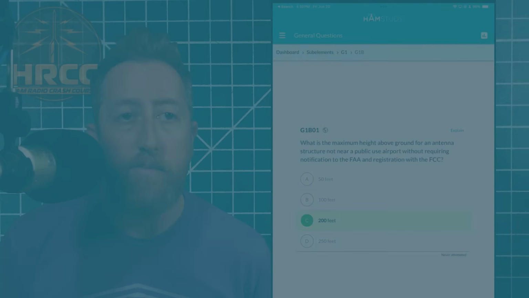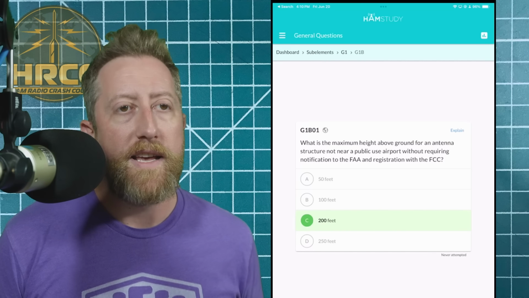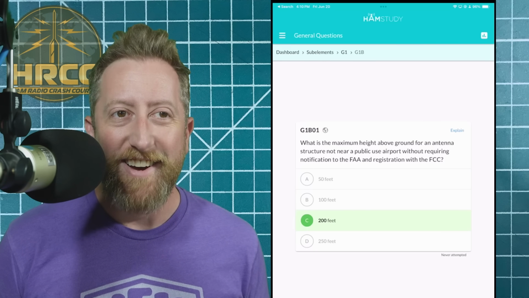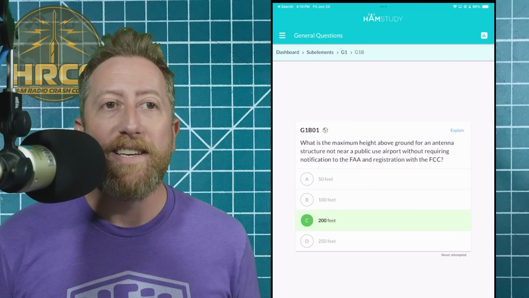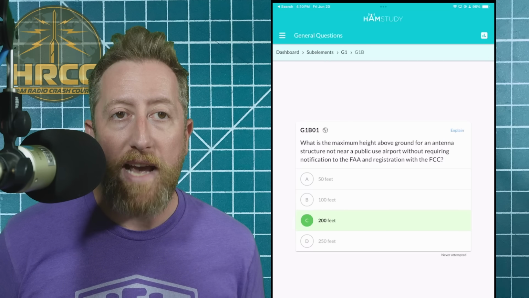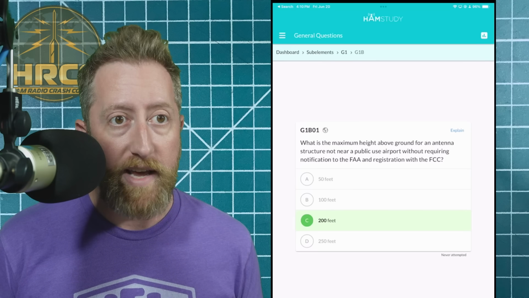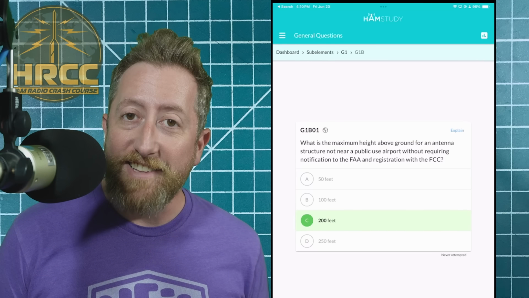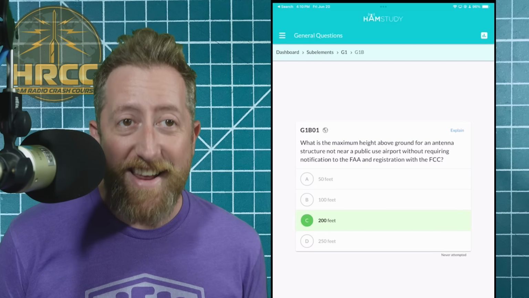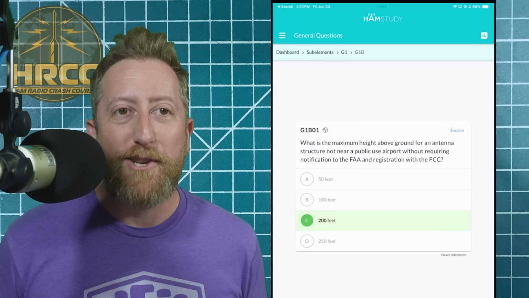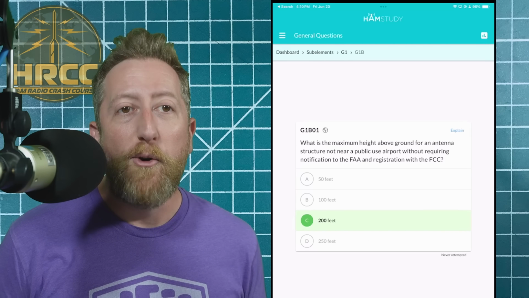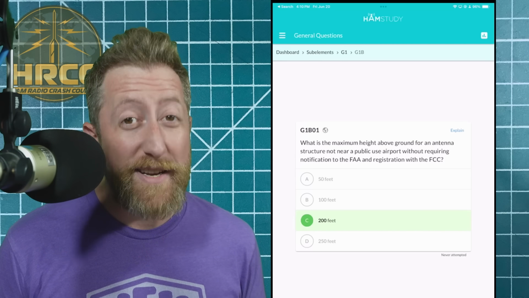All right. So we just finished our first sub-element of a sub-element, and so we're going to move on to G1B. Yes, they break things down in kind of different ways. So we are in sub-element 1 in the Bravo subsection. Question 1. What is the maximum height above ground for an antenna structure not near a public use airport without requiring notification of the FAA and registration with the FCC? Surprisingly, it's 200 feet. 200 feet is actually pretty high. So just keep in mind, you could put up a 200-foot antenna if you wanted to without having to notify the FAA or registering with the FCC.